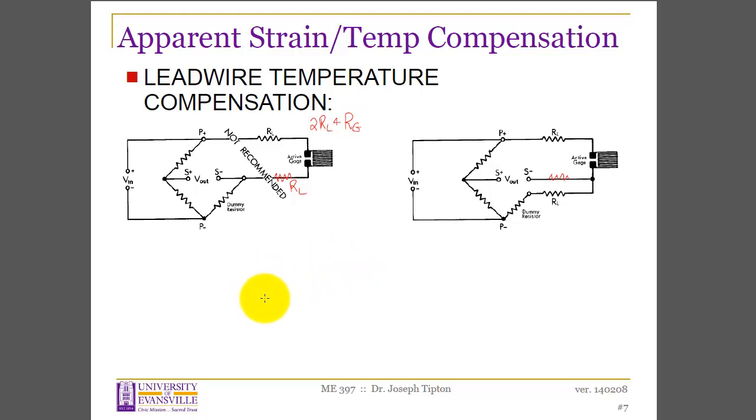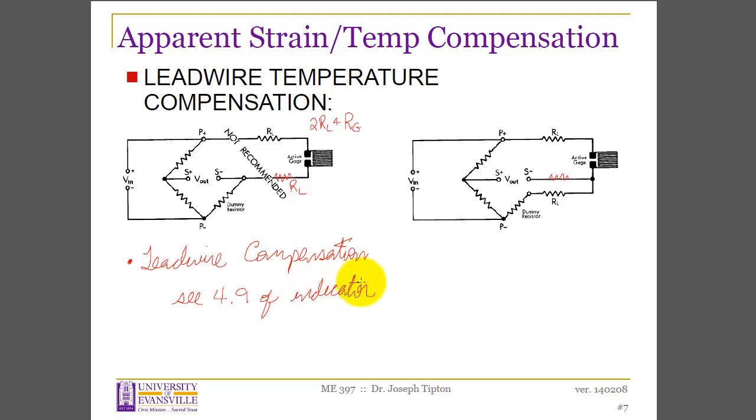Now notice this does not compensate for the effect of the lead wire in the first place. So for that we need to make a note here, an important note. So for lead wire compensation, we're going to say see section 4.9 of the indicator manual. Let me dot my I's, cross my T's.